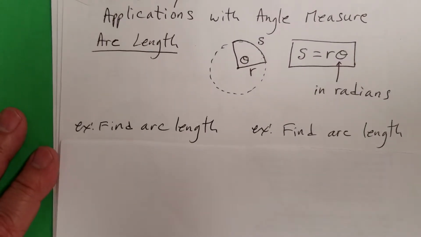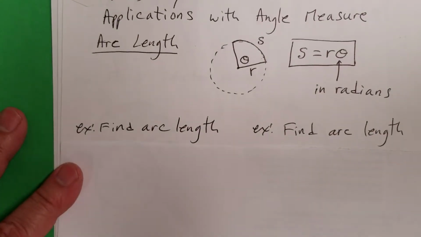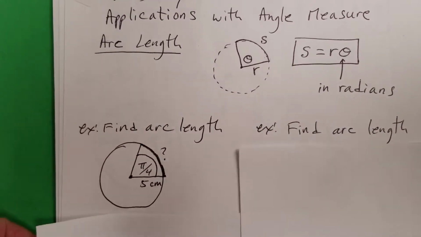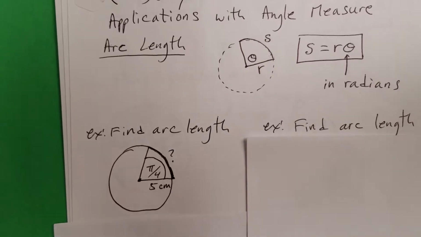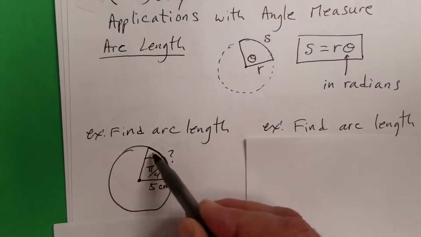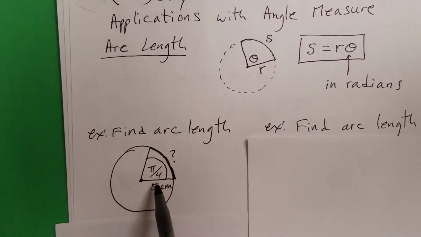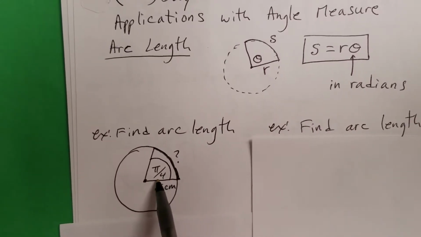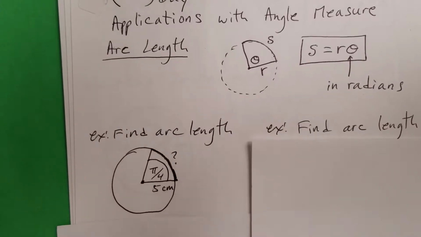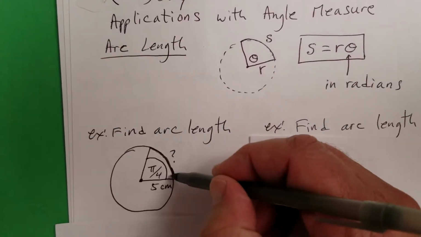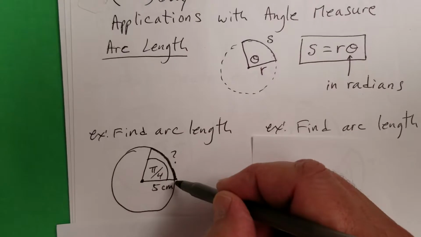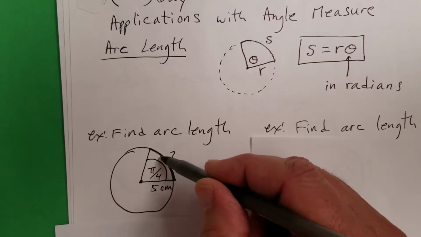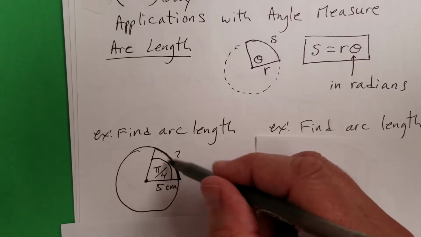So let's do an example. Find the arc length. Here's the arc, question mark. My radius is 5, and my angle is pi over 4. So how long is this in centimeters? Well, it's definitely going to be more than 5, I think. Let's see. Is it 5? Is it 3? Is it 4? How long is this arc length?